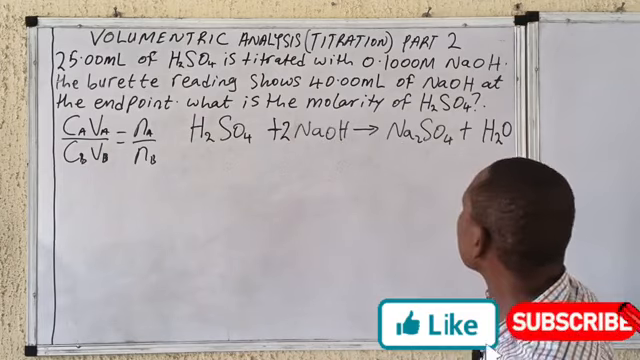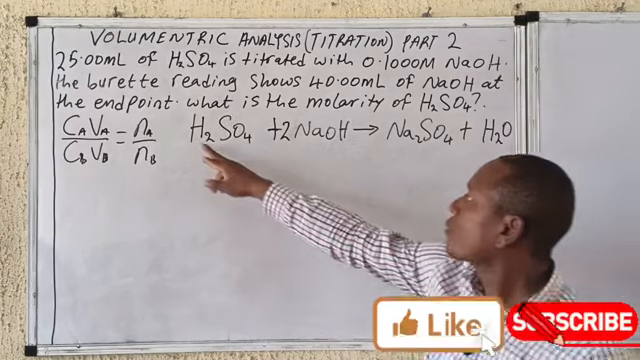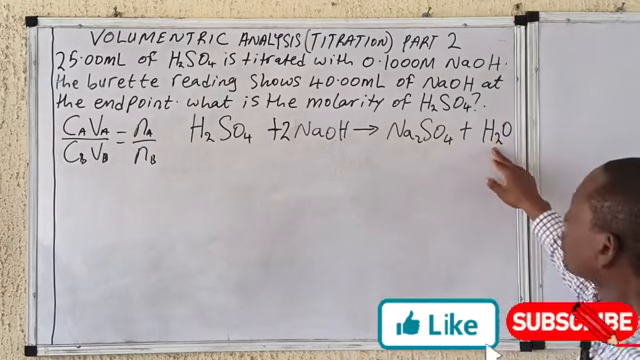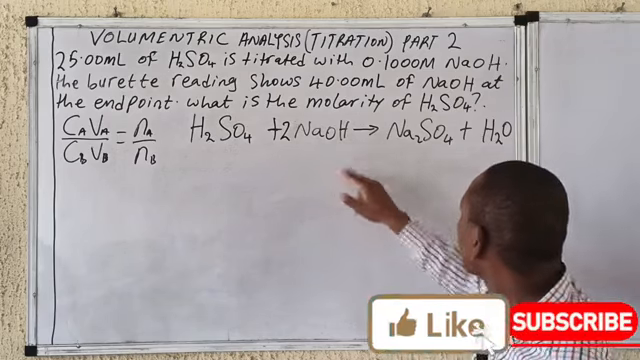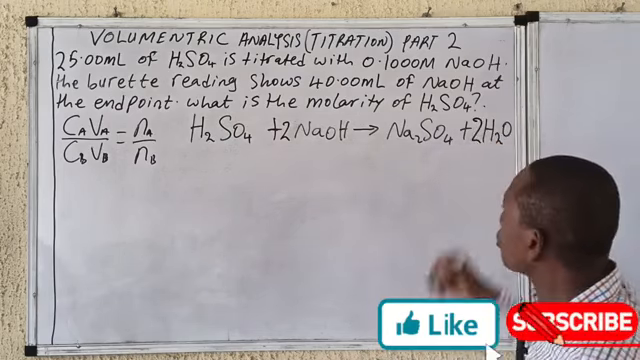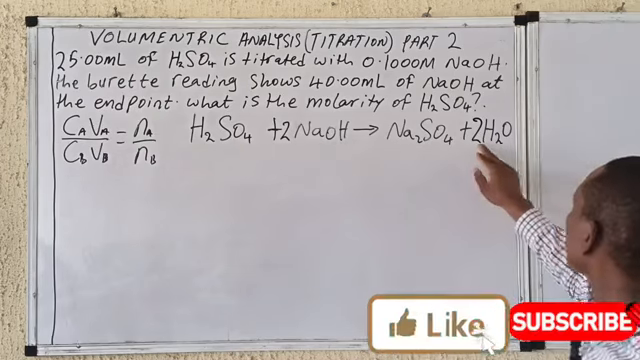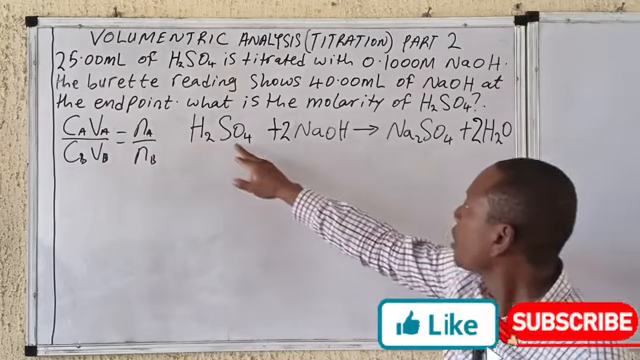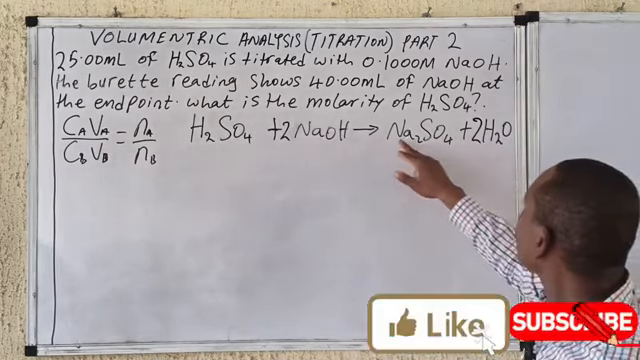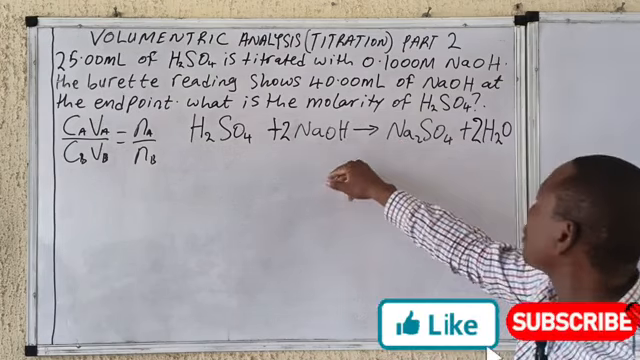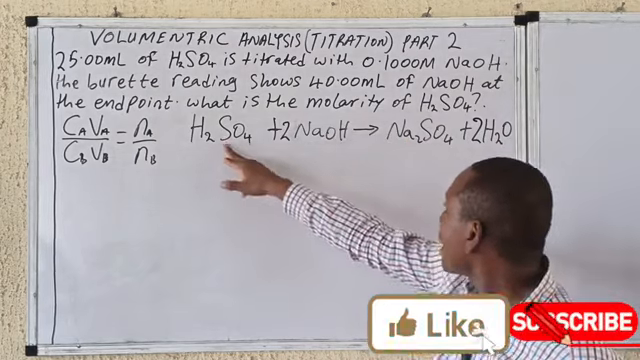Okay, so let's check if the equation is balanced. We have 2 hydrogen here, 2 hydrogen here, but we also have 2 hydrogen this way. So the total hydrogen this way is 1, 2, 3, 4, because the 2 multiplies everything. Then the total hydrogen here is 4. We have 1 SO4 here and 1 SO4 here. So this is balanced. We have 2 sodium here and 2 sodium here.